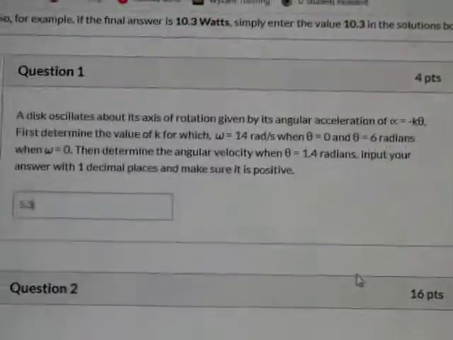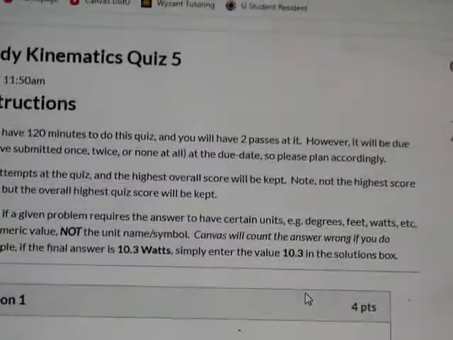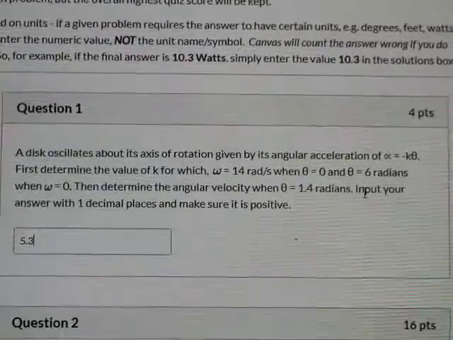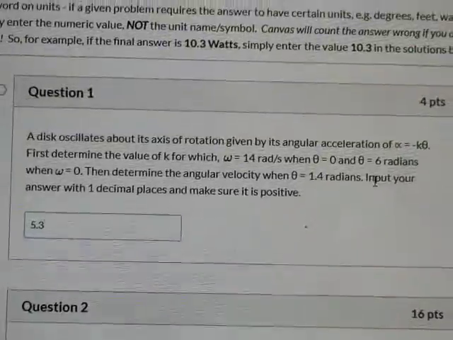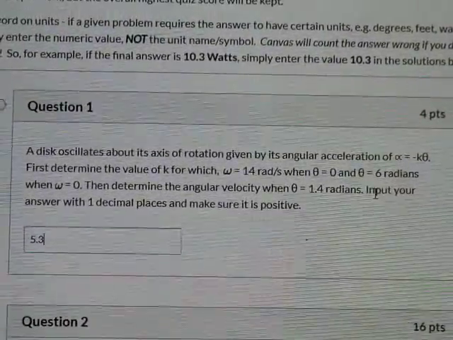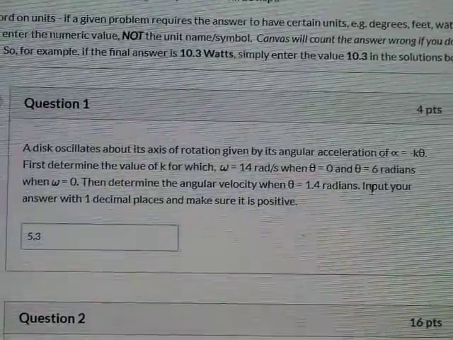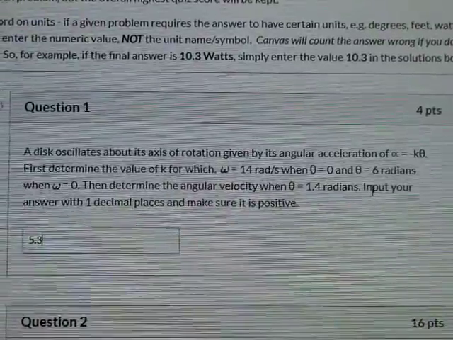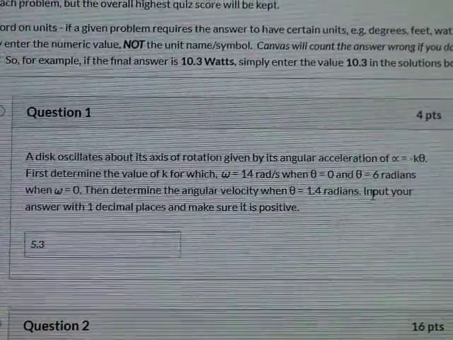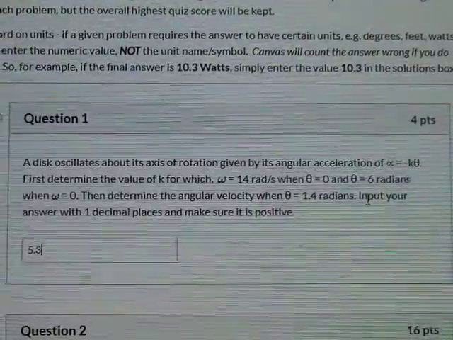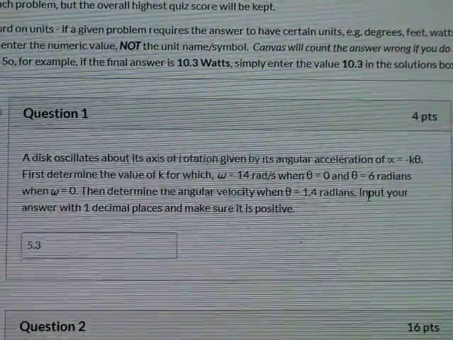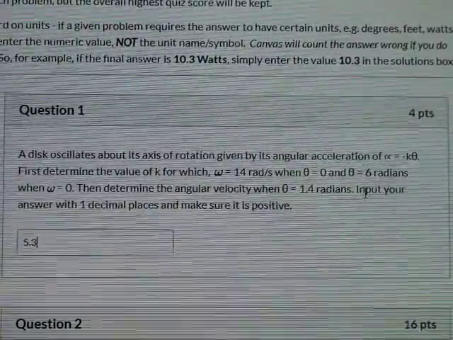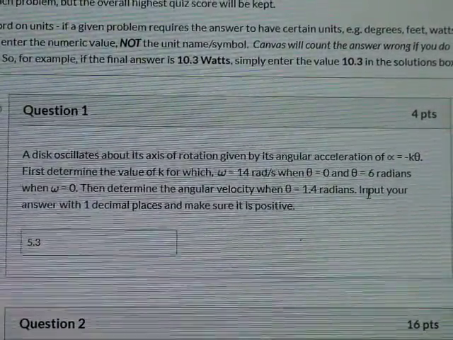Alright, quiz, rigid body kinematics, quiz number 5. The question asks: a disk oscillates about its axis of rotation given by its angular acceleration of alpha equals negative k theta. First determine the value of k for which omega, angular velocity, equals 14 rad/s when theta equals 0, and theta equals 6 radians when omega equals 0. Then determine the angular velocity when theta equals 1.4 radians. Input your answer with 1 decimal place and make sure it is positive.